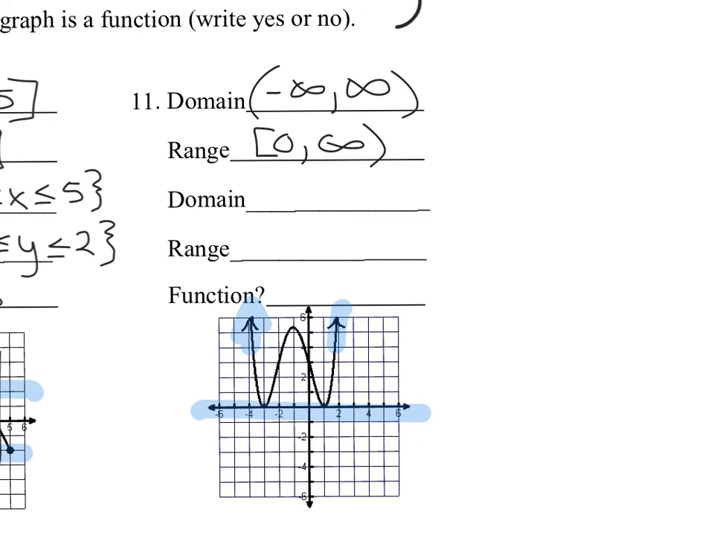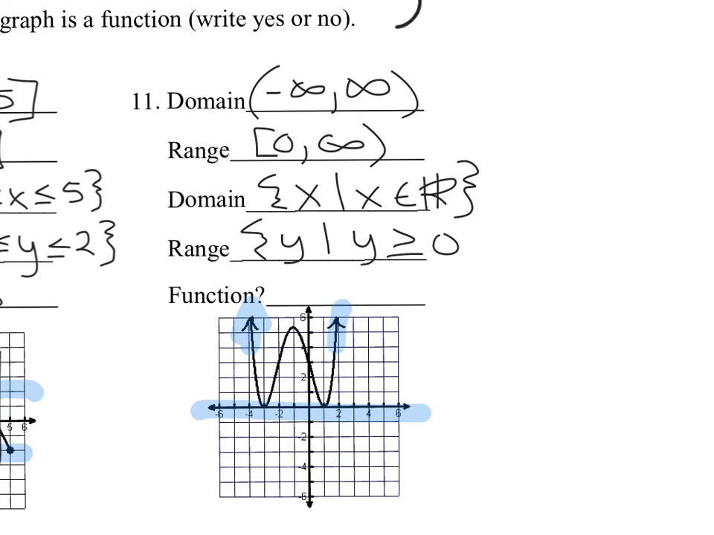Now let's take a look at the domain in set builder notation. So we have x is such that x is an element of the real number system, because x can be any value, right? Because it's going up and to the left to infinity and up and to the right to infinity. So it can be any of those x values, okay? Then for the range, we're going to say that y is such that y is greater than or equal to 0. It never dips below that 0 value, okay?